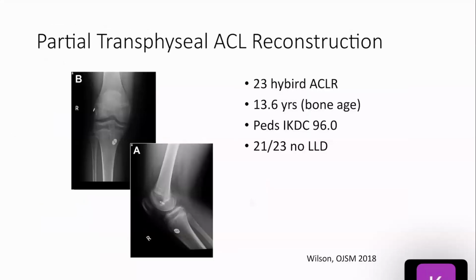And this article was published by Dr. Wilson in 2018 and reported on outcomes of 23 hybrid ACL reconstructions in patients with an average bone age of 13 years. And they reported an average IKDC score of 96, and that 2 patients developed a leg length discrepancy.